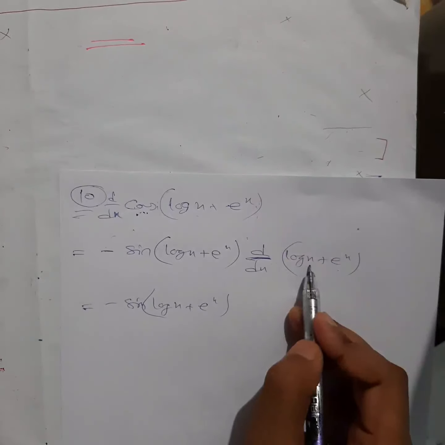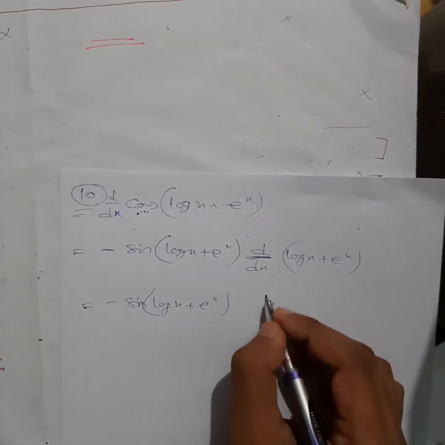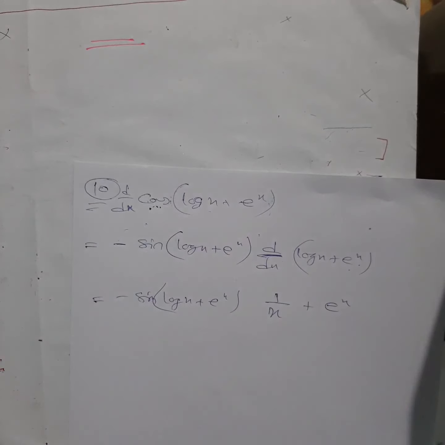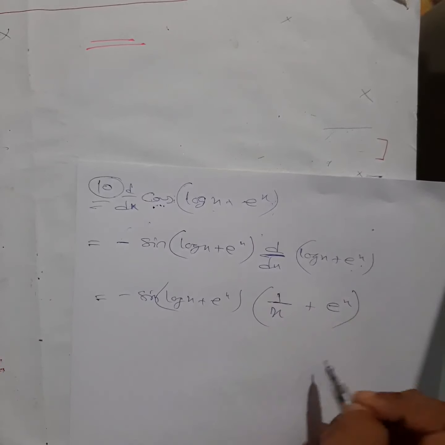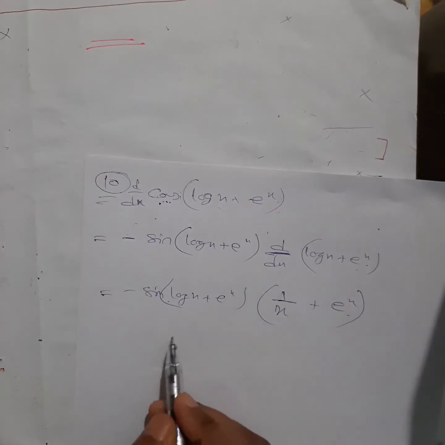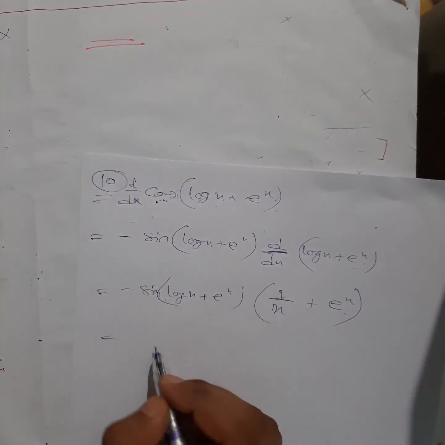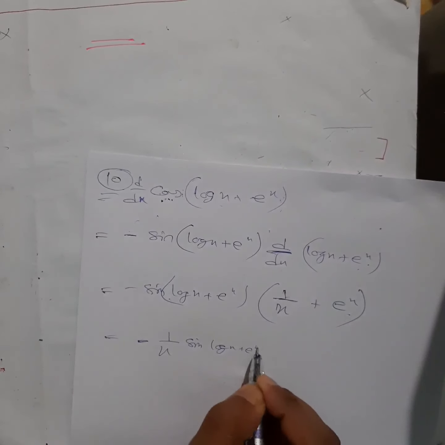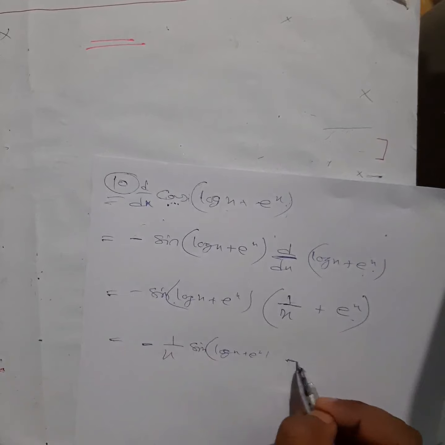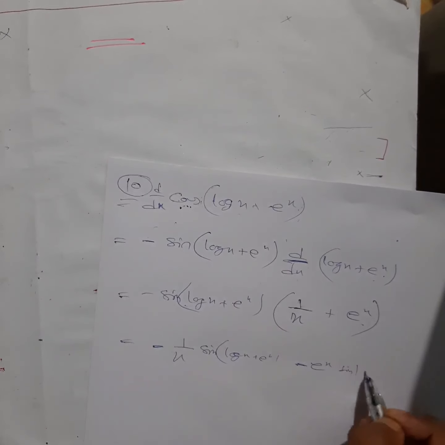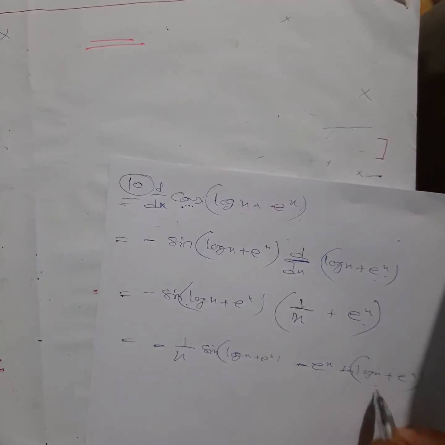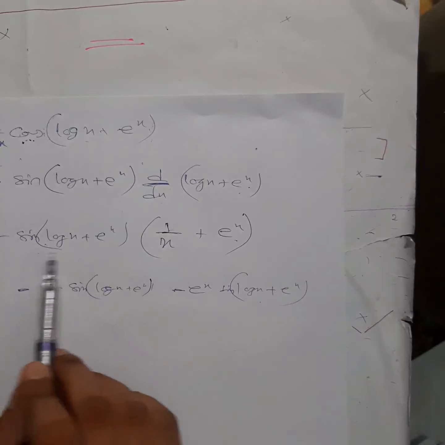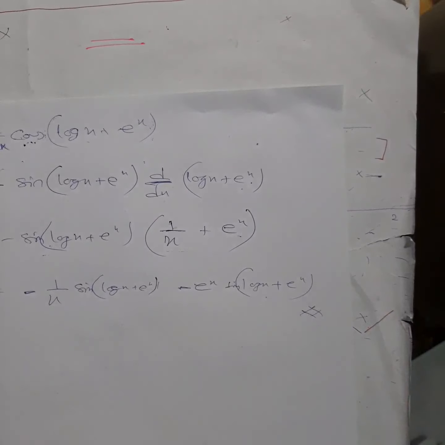d/dx of log x plus e to the power x will be this, I can break, right? Split plus, so log x differentiation 1 by x plus differentiation of e to the power x is e to the power x only. This is again multiplication with this, okay? So I think you can leave it, or you can multiply this and this. What you can write, minus 1 by x sin of log x plus e to the power x, minus e to the power x sin of log x plus e to the power x. Okay, so breaking will become lengthy, right? You can leave your answer here also, or you can break and leave your answer like this also.